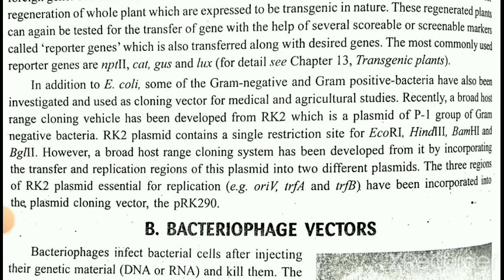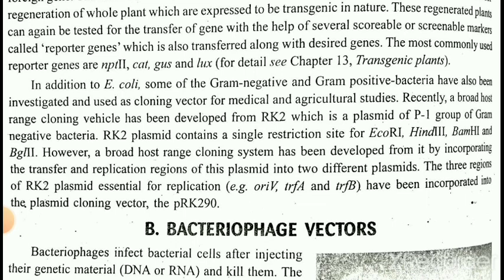In addition to E. coli, some of the gram-negative and gram-positive bacteria have also been investigated and used as cloning vectors for medical and agricultural studies. Recently, a broad host range cloning vehicle has been developed from RK2, which is a plasmid of the P1 group of gram-negative bacteria. RK2 plasmid contains a single restriction site for EcoRI, HindIII, BamHI and BglII. However, a broad host range cloning system has been developed from it by incorporating the transfer and replication regions of this plasmid into two different plasmids.